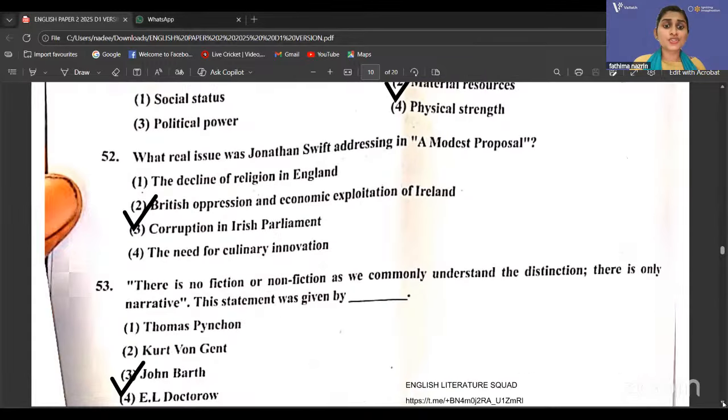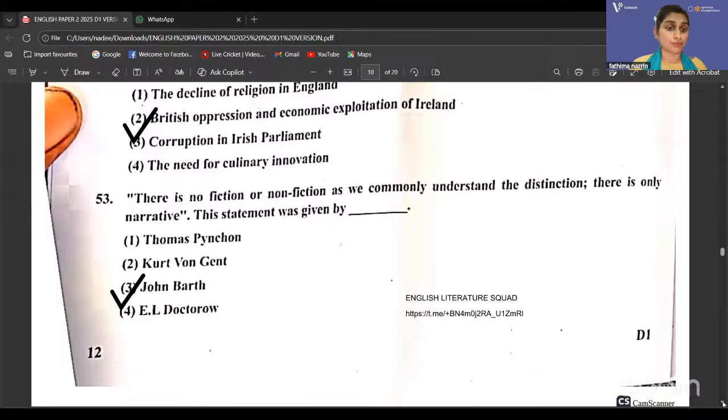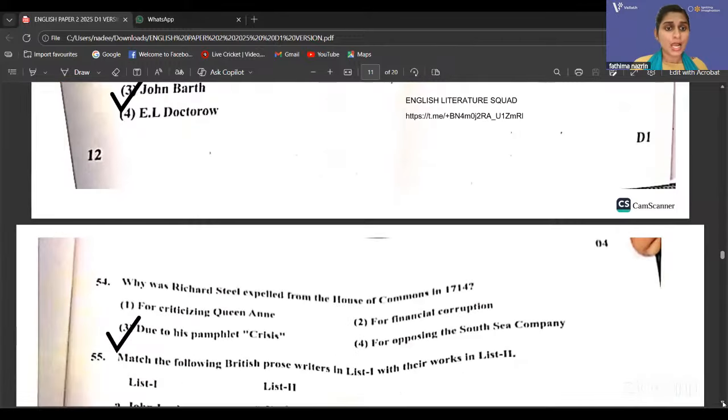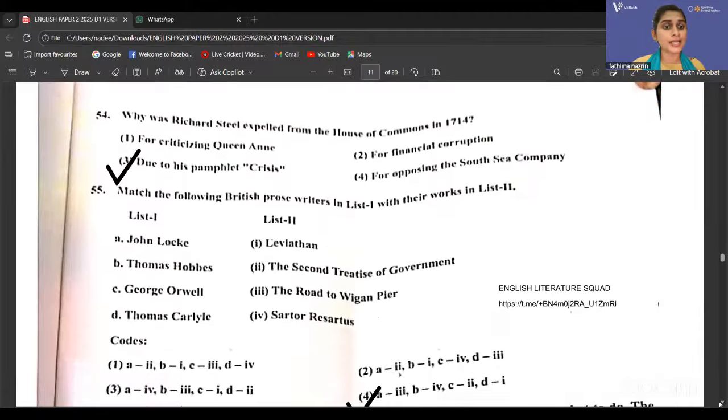Now, there is no fiction or non-fiction as we commonly understand the distinction. There is only narrative. This statement was given by E.L. Doctorow. Why was Richard Steele expelled from the House of Commons in 1714? Now, this is due to his seditious pamphlet, which is The Crisis. Along with The Importance of Dunkirk Considered, Crisis was also another seditious pamphlet. For this, he was expelled from the House of Commons.